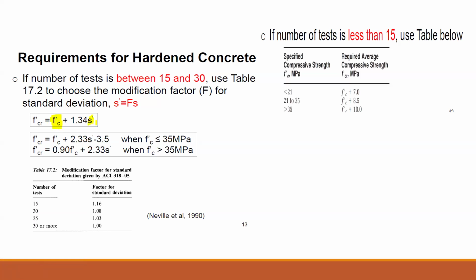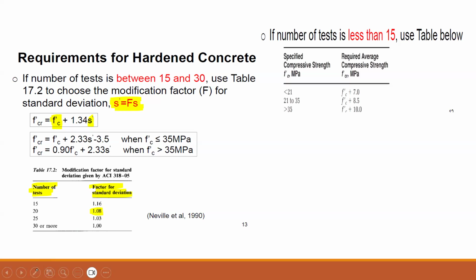And also S'. It is not the standard deviation. It is the standard deviation times a factor. This factor can be found using this table depending on the number of tests. For example, if the plant has done 20 tests, you multiply your standard deviation by 1.08 to find the S', and you are going to use that S' to find the F'cr. Does that make sense?